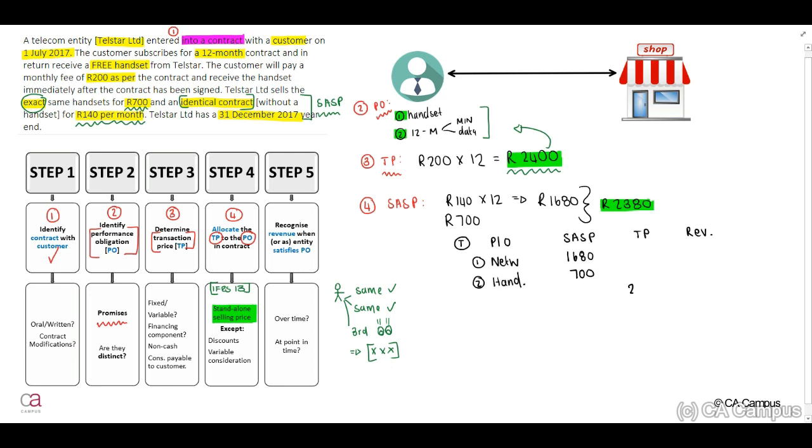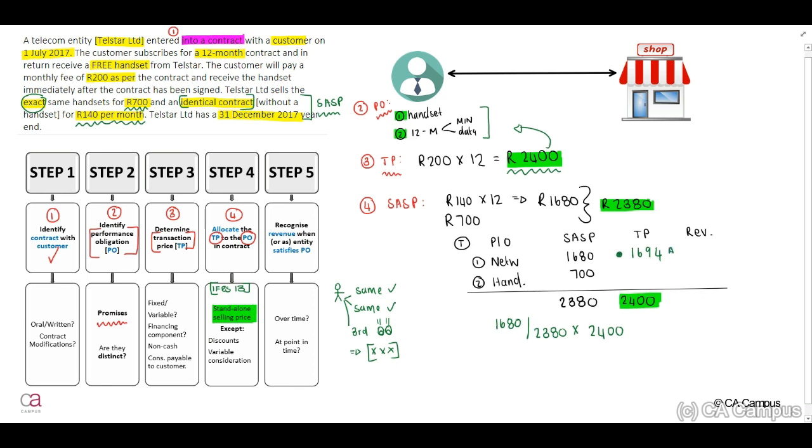Our transaction price has a total value of 2,400. Our total of our standalone selling price, which we have calculated, we need to include, and we can now calculate our portion of our transaction price that relates to our network service. And you can use the 1,680 divided by the total standalone selling price times our total transaction price, and this will be an amount of 1,694 that we can allocate to our network service.